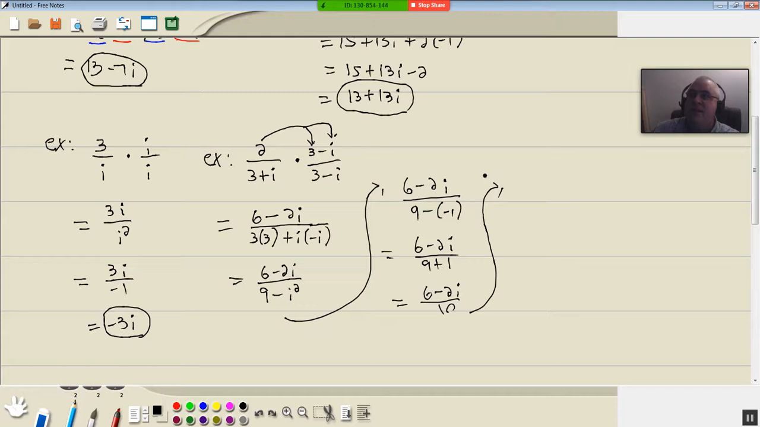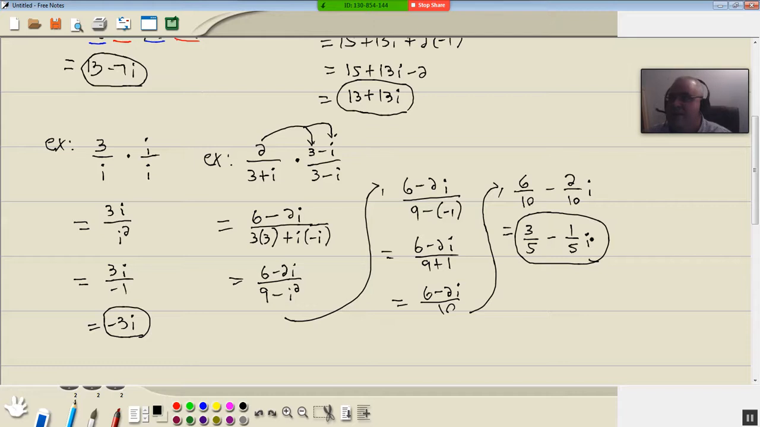And for our complex numbers, we always want the real part separate from the imaginary part. So at this point, I'm going to put the 6 over the 10 minus 2 over the 10 with an i to the side. So we're separating the real part from the imaginary part. And both of these fractions simplify. 6 tenths reduces to 3 fifths, minus 2 tenths reduces to 1 fifth, with an i to the side. And that's our answer.